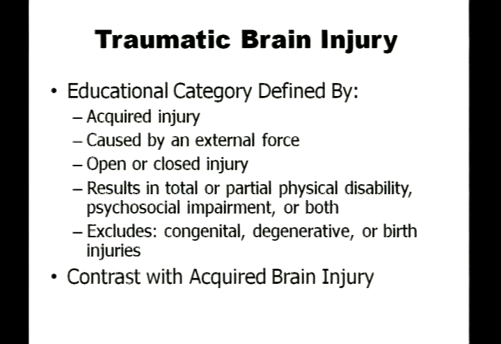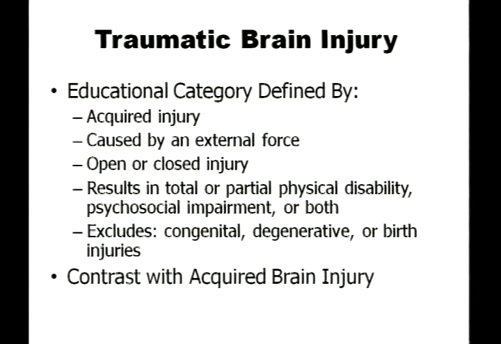It can be an open or a closed injury. So in an open brain injury, there's a skull fracture. Okay, and in a closed injury, there isn't a fracture. And so this injury can both be open or closed. And it has to result in total or partial physical disability, psychosocial impairment, or both. And as I mentioned before, it excludes congenital, degenerative, birth injuries, and a variety of other brain-related impairments.